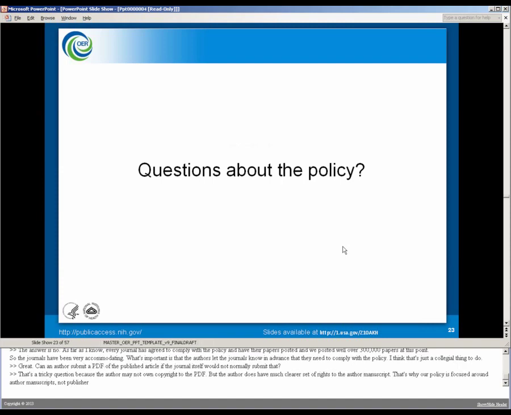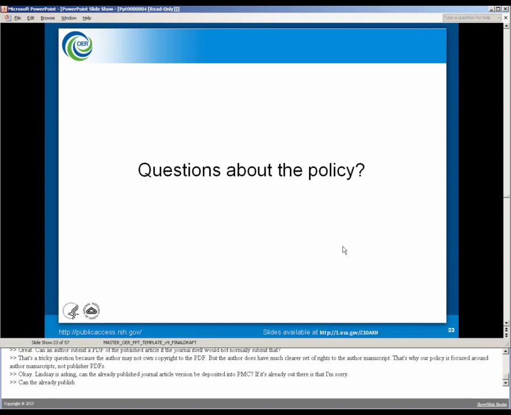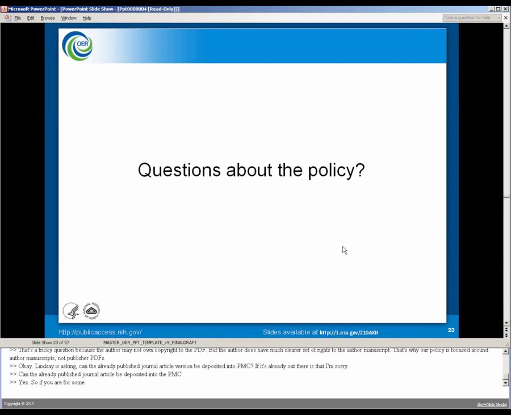Lindsay's asking, can the already published journal article version be deposited into PMC if it's already out there? Yes. If for some reason you fell out of compliance with the policy, there's been a paper that was posted some time ago but it falls under the policy, you can still go ahead and come into compliance with that paper.